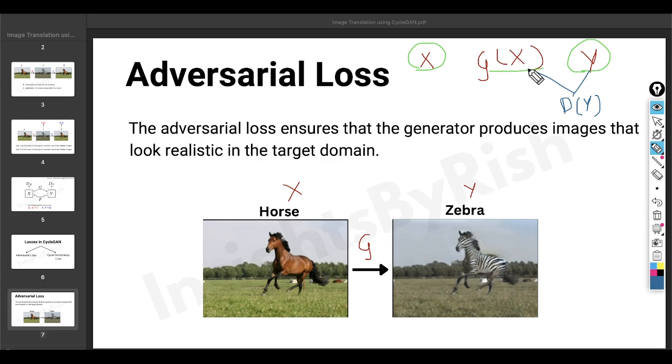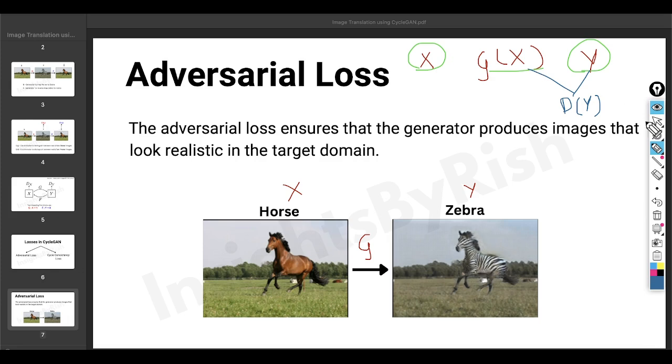In the backward cycle, we have originally zebra images. We try to generate the images of horses out of those. Then we try to compare those generated images with the original horse images, and there the discriminator DX comes into picture. Again, there it makes use of adversarial loss. Fine. So this is the role of adversarial loss, to compare the real and fake images with the help of a discriminator.